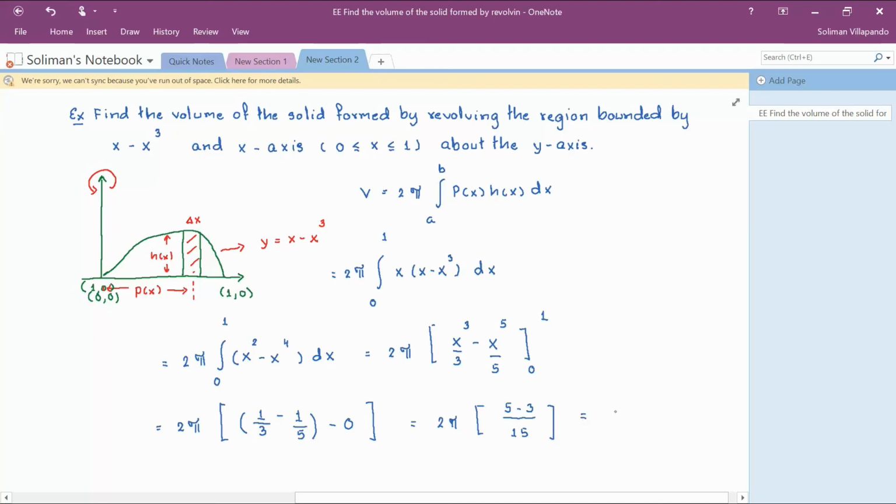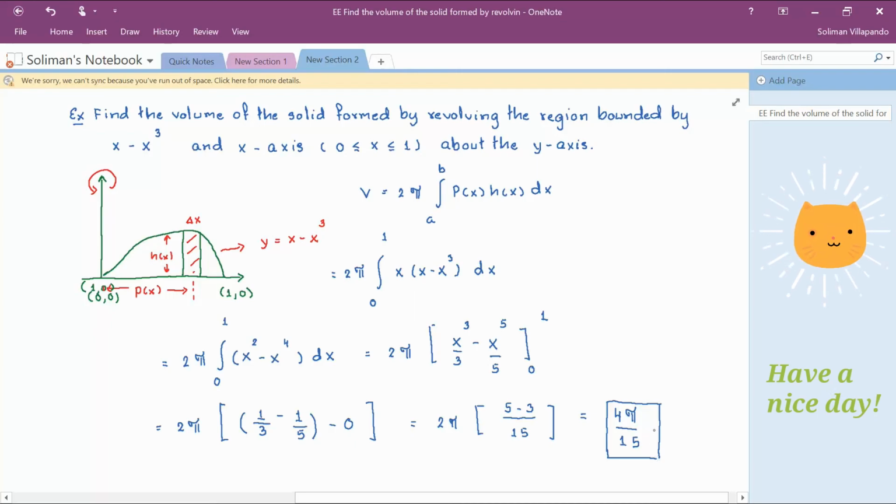So the answer is going to be 4 pi over 15, because I have 2 over 15 times 2, which is 4 over 15. So that would be the volume, I'm sorry, not the area, the volume of the solid formed by revolving the region bounded by x minus x cubed. And again, we're using the shell method.